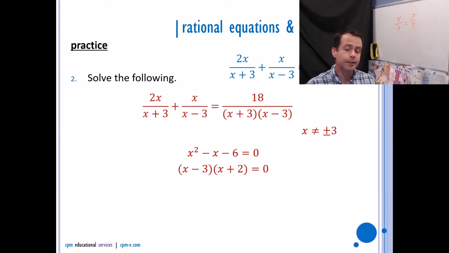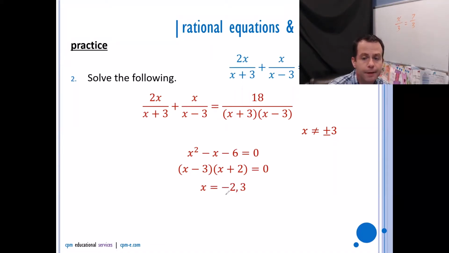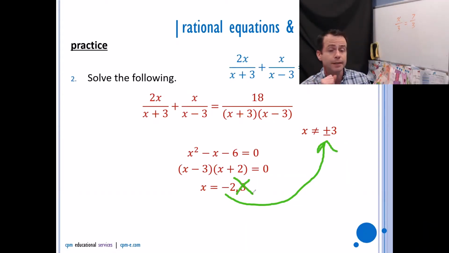Okay, so x minus 3 could equal 0, or x plus 2 could equal 0, which means x is negative 2 and x is 3. Now, I need to verify that with my NPVs, and I say, oh, look at that. Nope, x can't be 3 because it's an NPV.